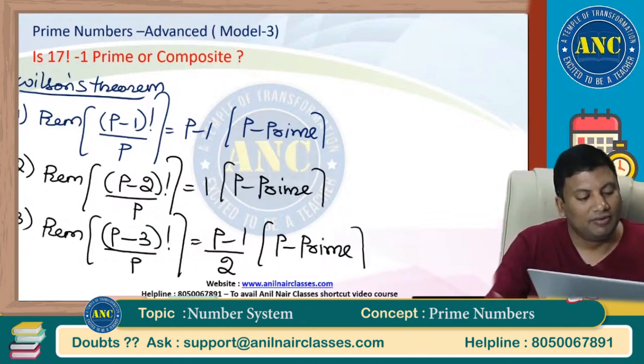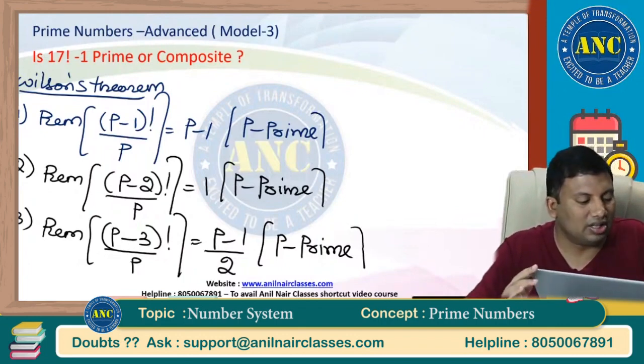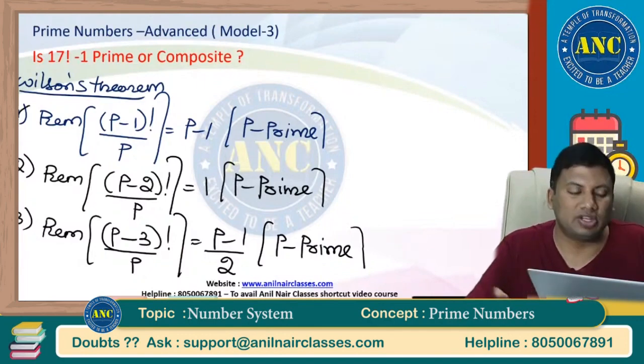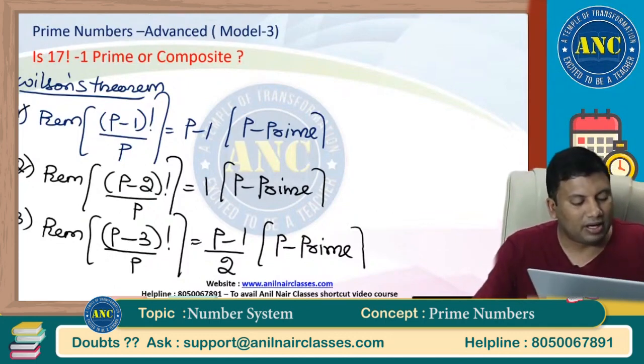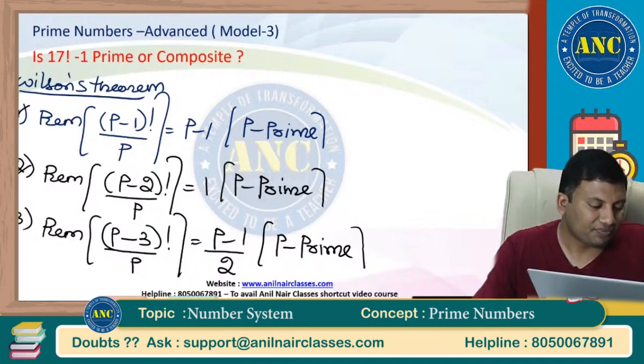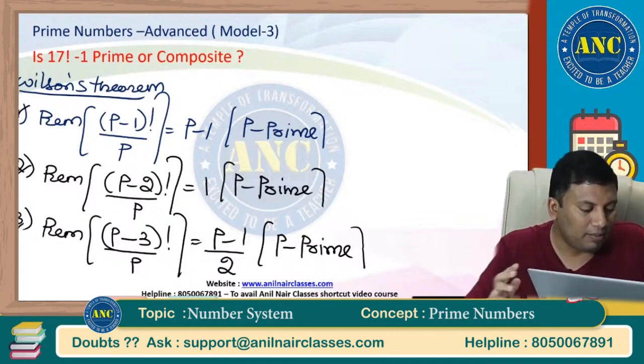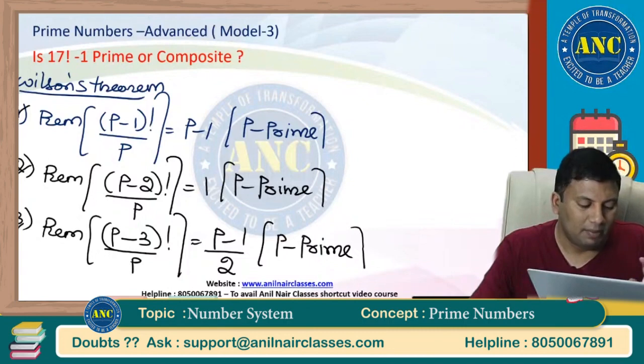These are all the corollaries of Wilson's theorem. In the previous class, I discussed the proof of each and every one. Go back and see the previous classes of prime numbers, and you will understand why it came. The proof I have discussed by using backtracking. p minus 1 factorial by p, p minus 1. p minus 2 factorial by p, remainder is 1. p minus 3 factorial by p, p minus 1 by 2, when p is a prime number.